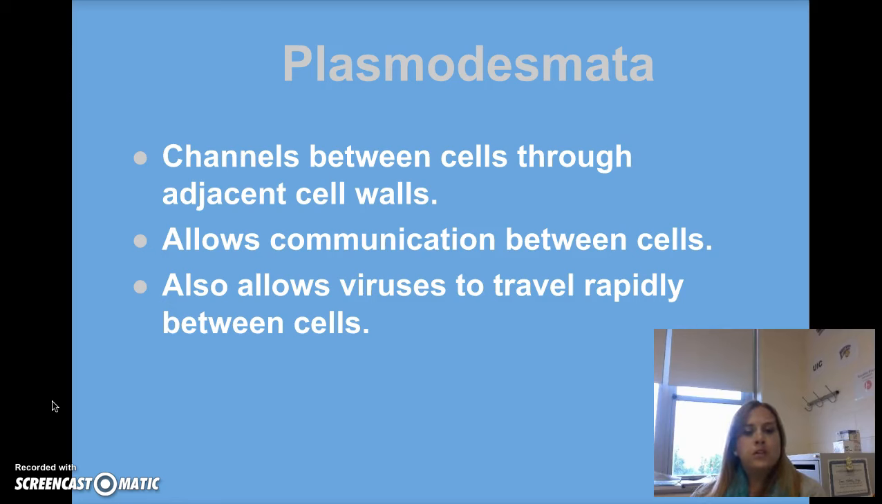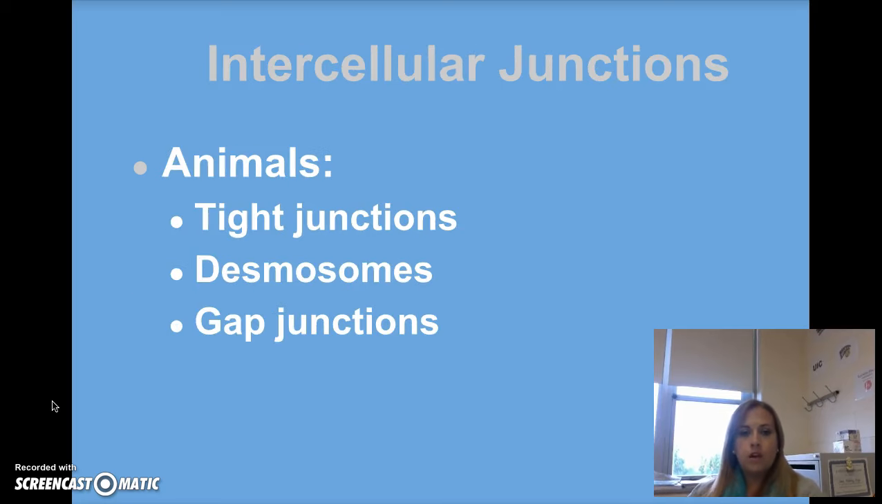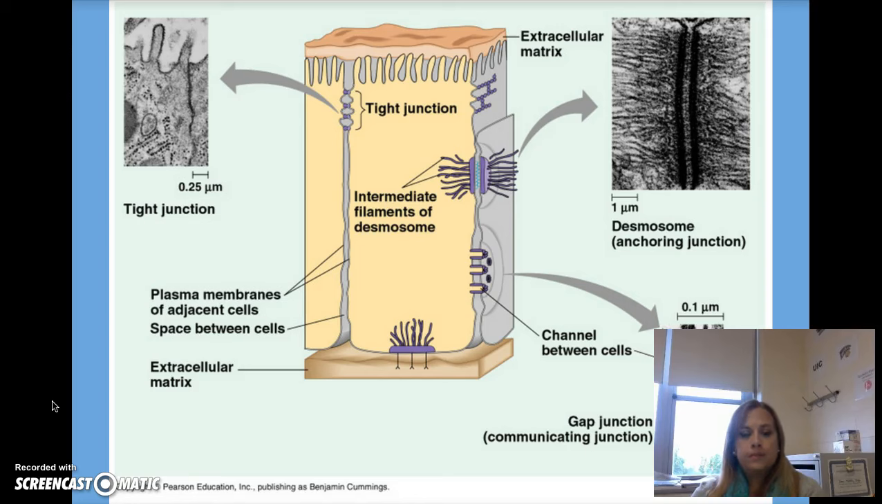We know that plant cells have the middle lamella and these more rigid cell walls, and they're not going to be able to move around as much as some animal cells. And so they need a way to talk to each other, and this is what the plasmodesmata are for. Unfortunately, though, it also allows things like viruses to travel quickly between cells because it's literally like a channel between the two. In animals, we've got tight junctions, desmosomes, and gap junctions that we're going to take a look at.